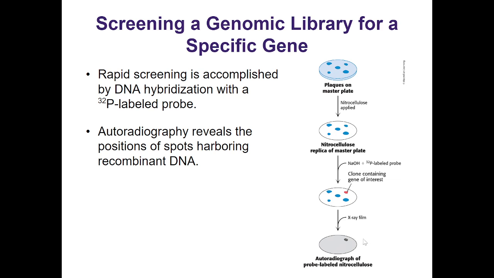Does anybody know what nitrocellulose is? You know the old film, Kodak film cameras? That's that. Okay? And so it being exposed to X-rays, or it being exposed to radioactive material, causes it to blot, right? To develop a color, like film. Okay.